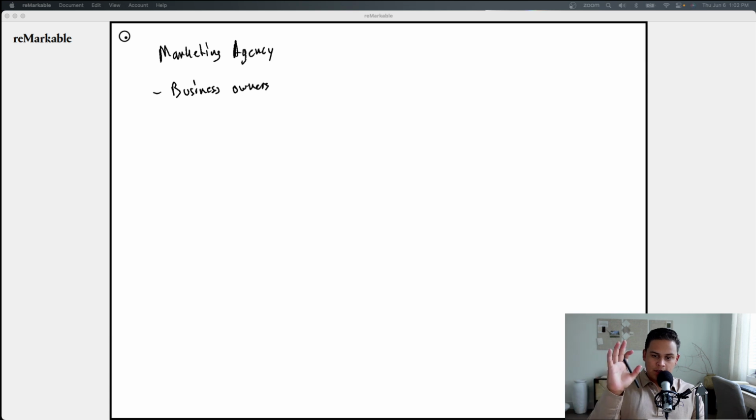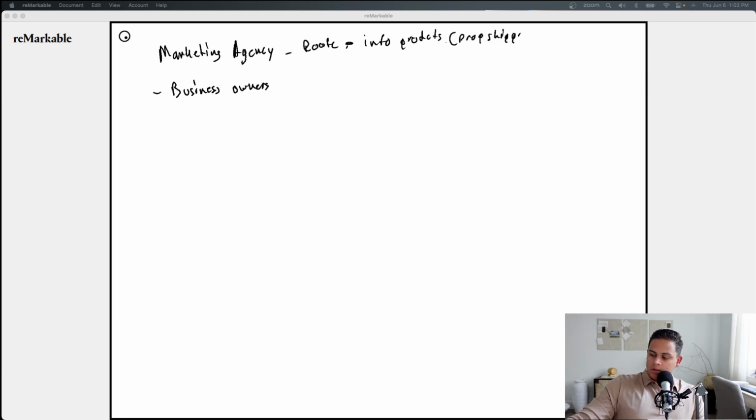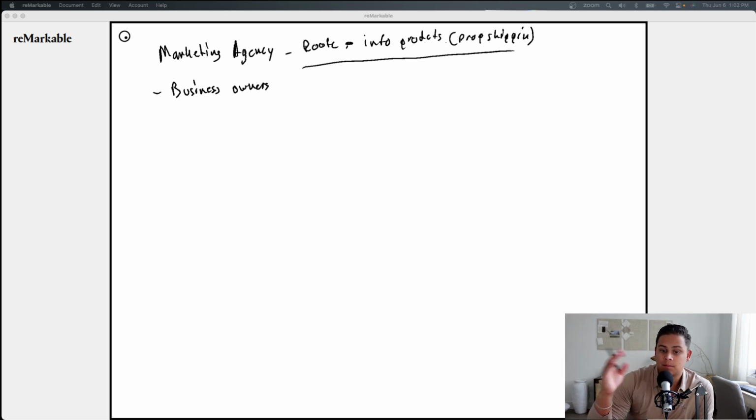By the way, you have to do this same exact process for your service, right? So if you're a roofer, if you sell info products, let's just call it drop shipping, I don't know, you're going to follow the same exact process. If you're in the insurance space and you're building your insurance agency, these are the things that you need to do. So we're going to run through that same exact process right now, but for marketing agencies.